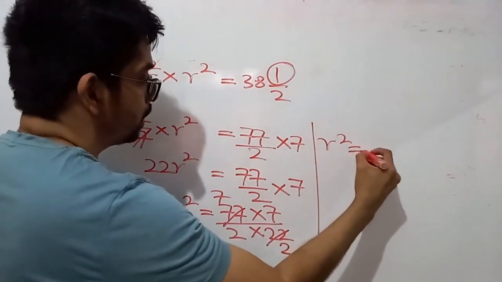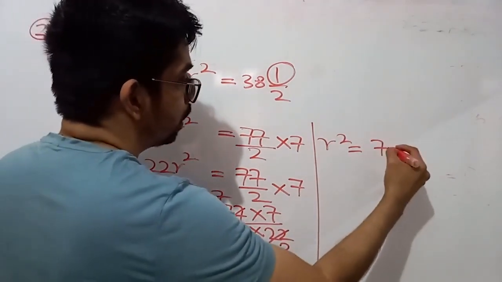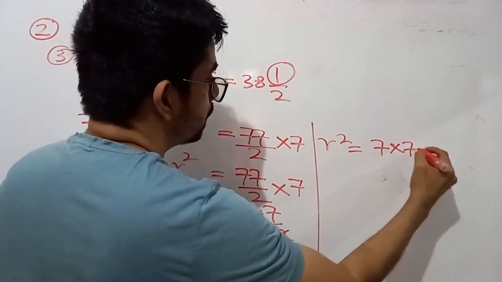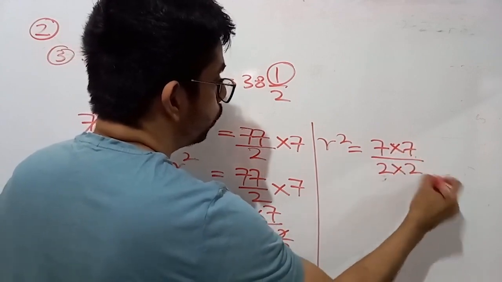r squared is equal to 7 multiplied by 7, 2 times 2.